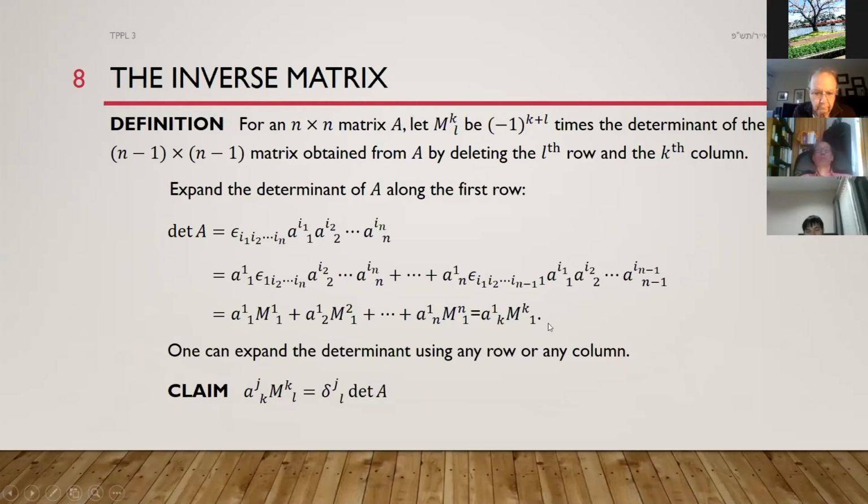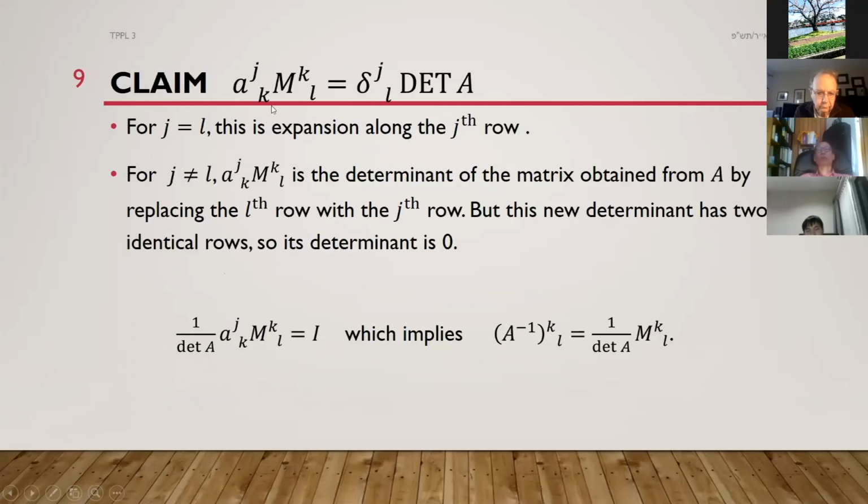We know one can compute the determinant by expanding along any row or any column. So expansion along any particular row or column can be written in general in this way. And we claim that if J and L are equal, you'll get exactly the determinant of A. And if they're not equal, you get 0. Why is that? If J equals L, as in the example 1 and 1, this corresponds exactly to expanding the determinant along the jth row.